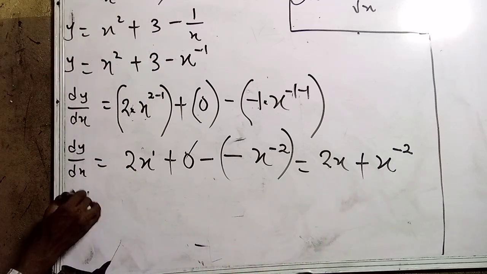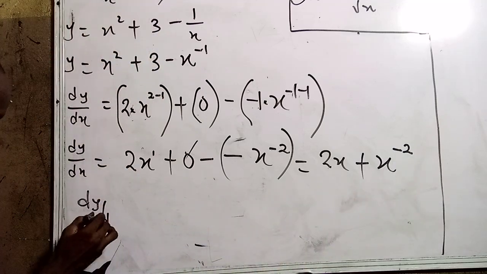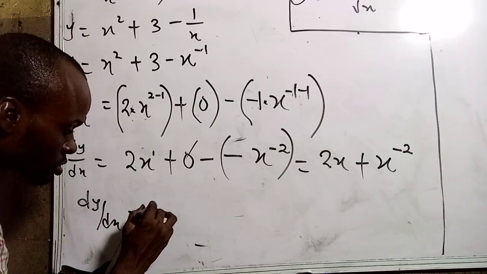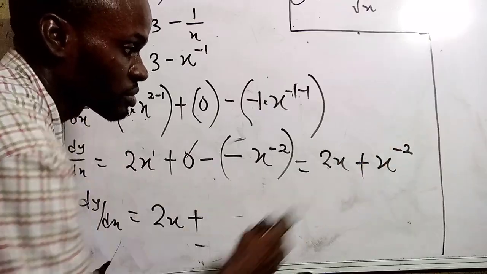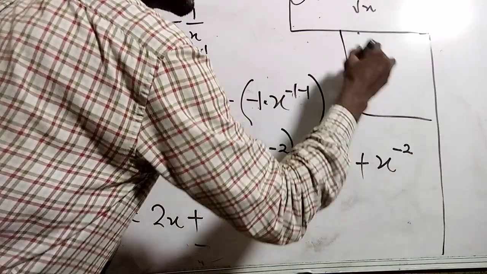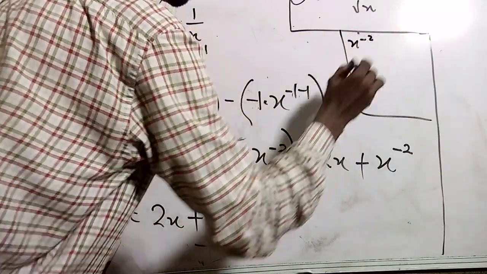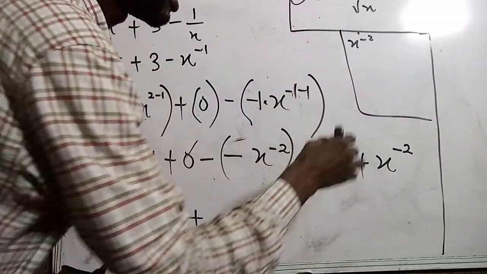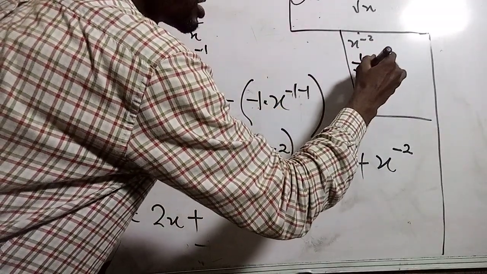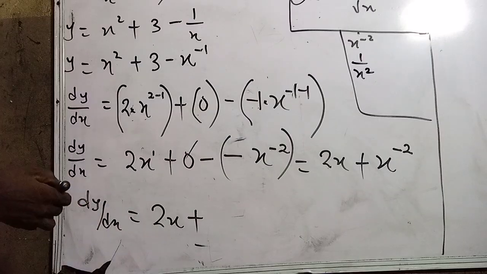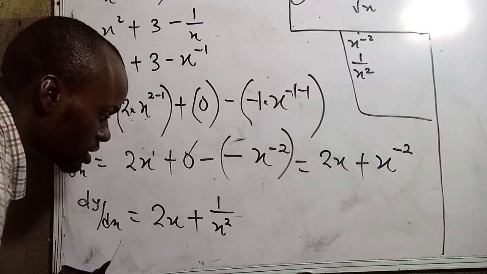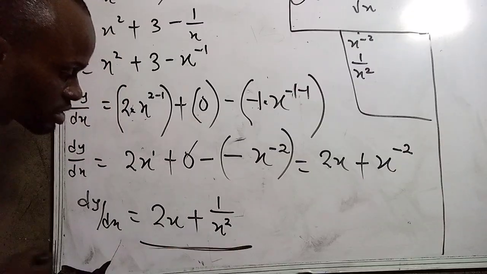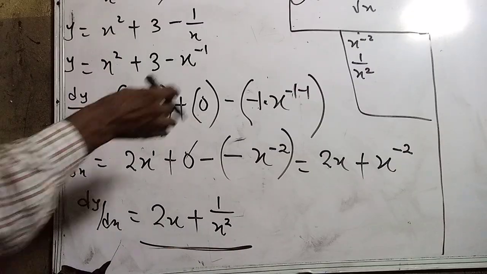So finally our answer, dy/dx, will give us 2x plus x raised to the power minus 2. I can change x raised to the power minus 2 to 1 over x raised to the power 2. So I can have it as 1 over x squared. So this is our final answer for this particular question.